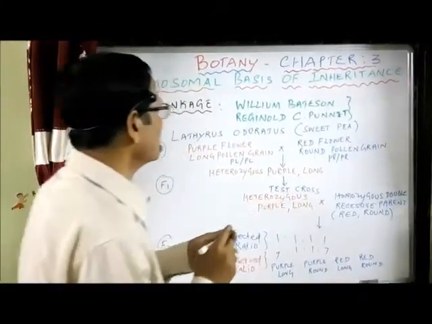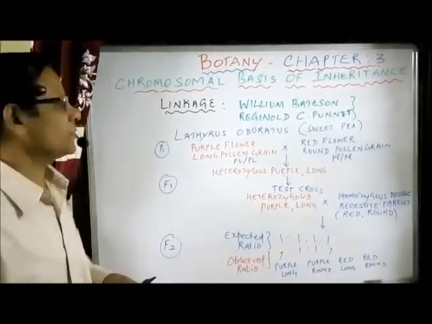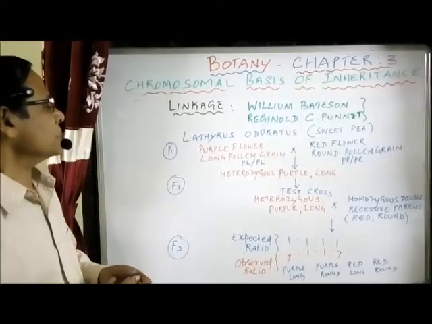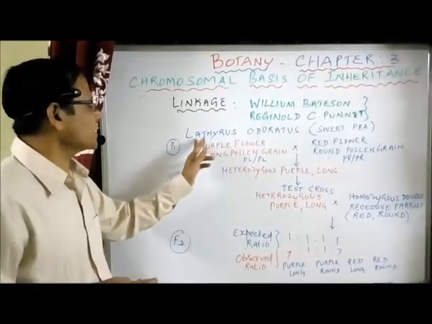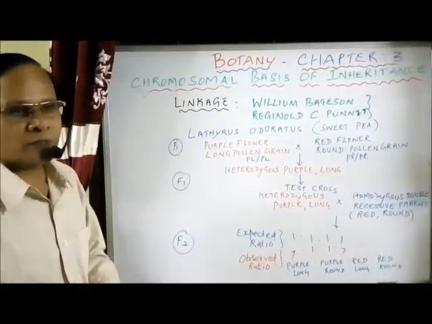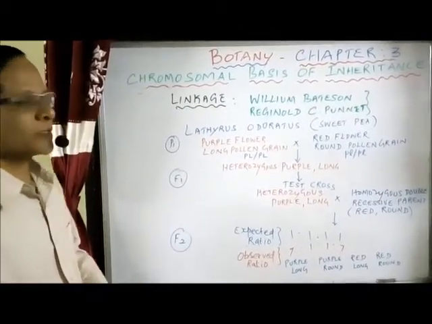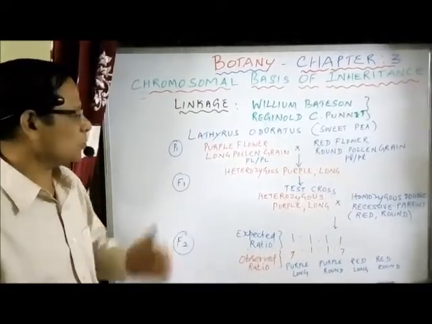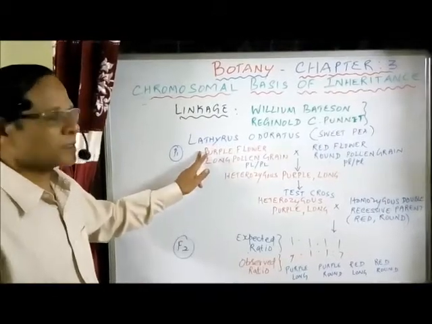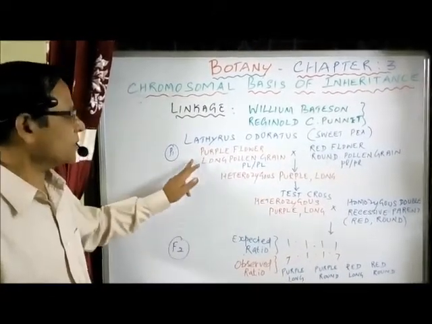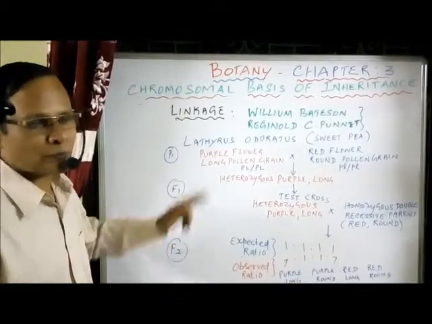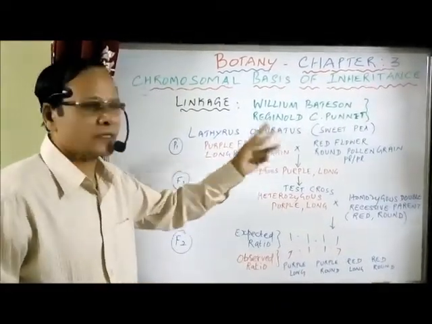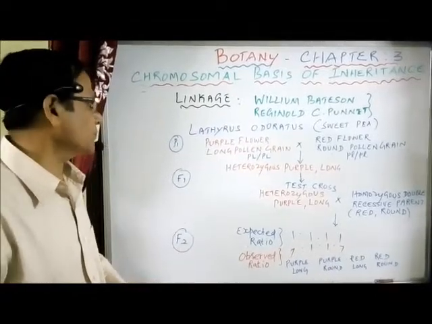William Bateson and Reginald Punnett observed a deviation from independent assortment of Mendel's law in the sweet pea, Lathyrus odoratus. They crossed two varieties of plants, so it is a dihybrid cross. Two pairs of characters are involved: one pair is related to the flower color, another pair is related to the shape of the pollen grain. Two pairs of characters, so it is called a dihybrid cross as a rule.